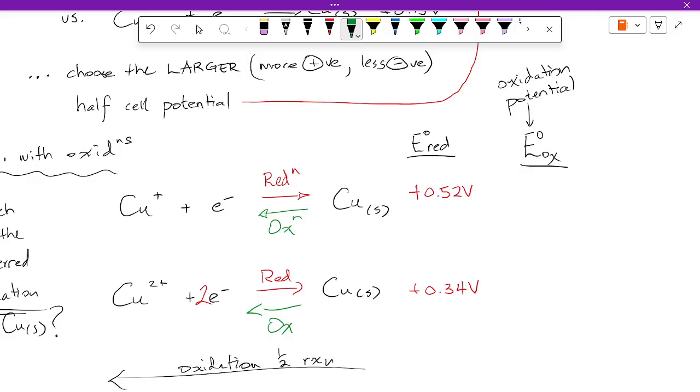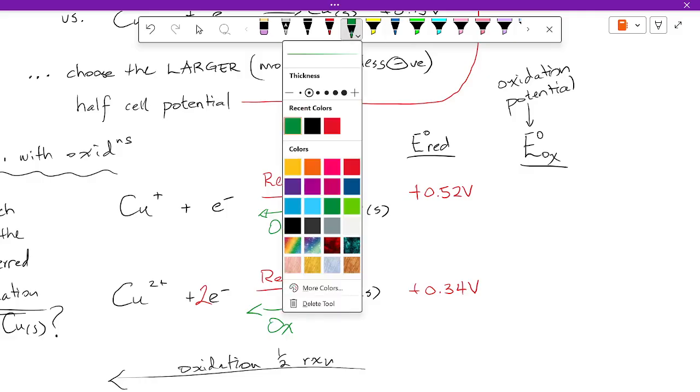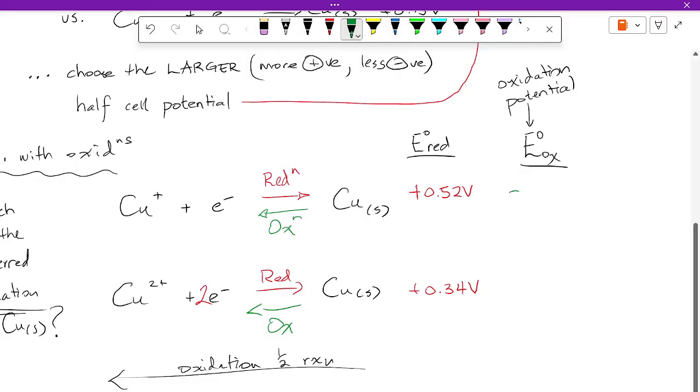So if we want to find the oxidation potential, we just reverse the sign. So it becomes negative 0.52 volts. And this one is negative 0.34 volts. So which of those two oxidations is the preferred oxidation?